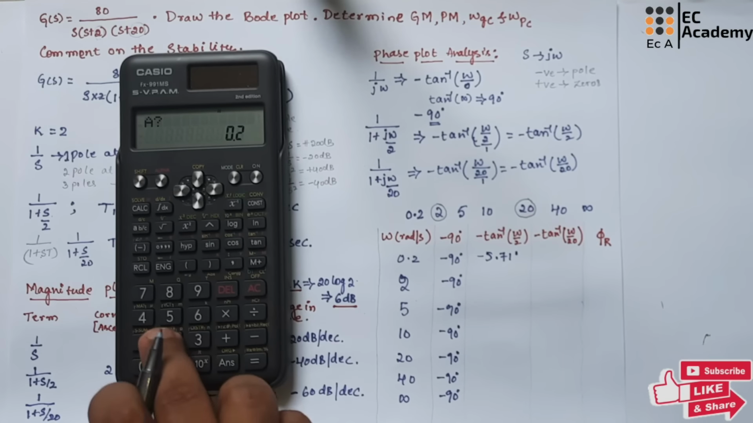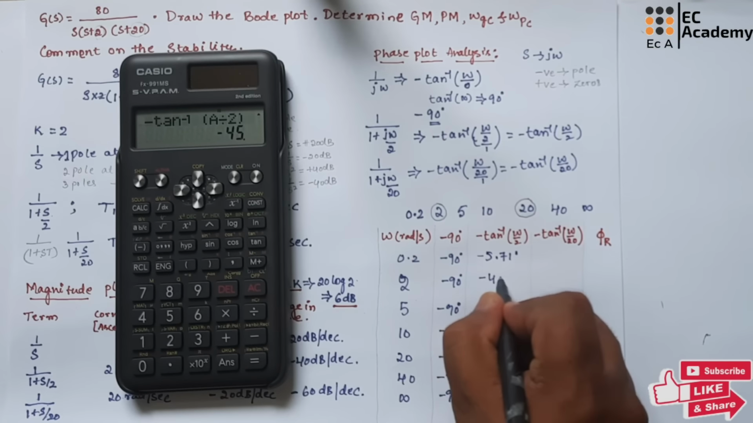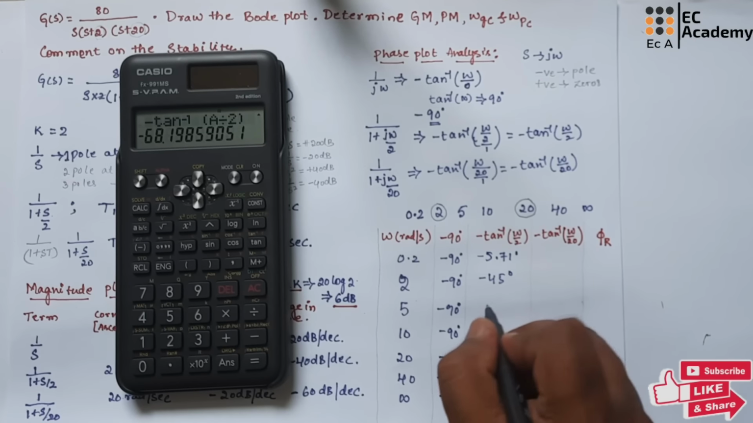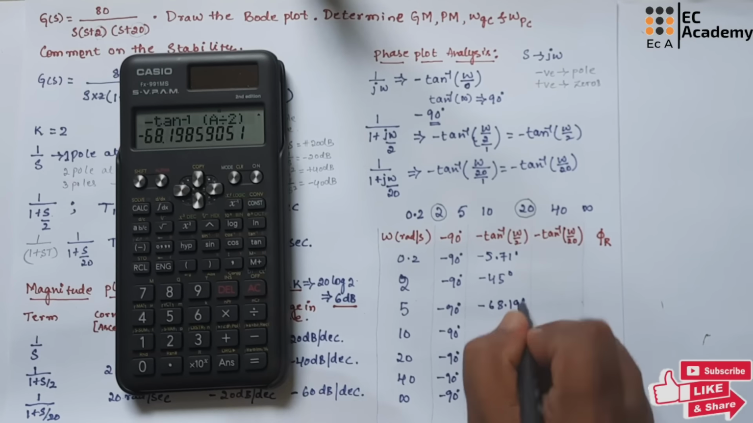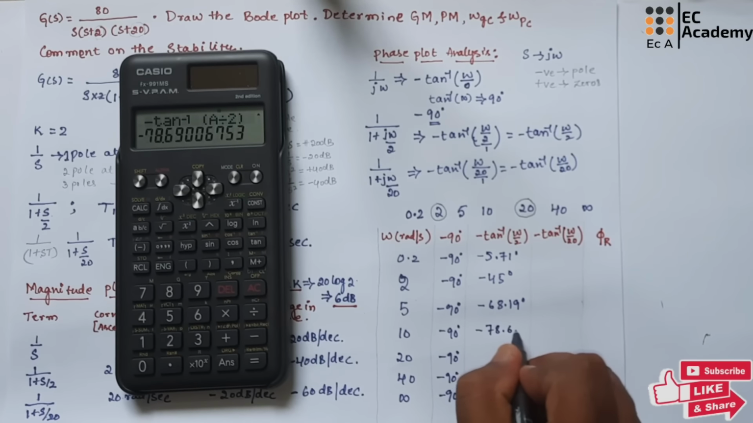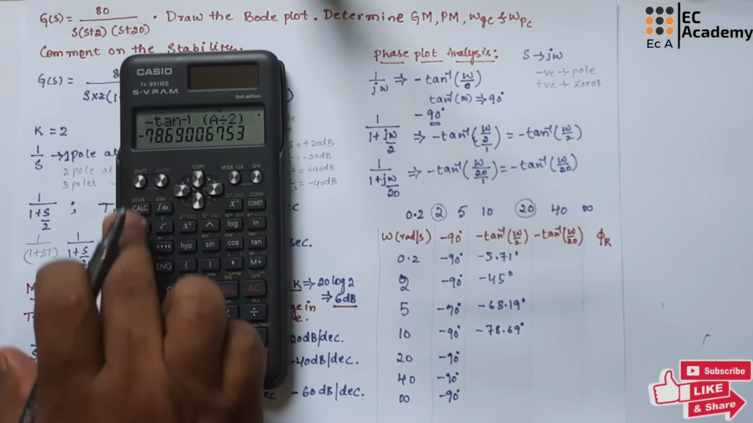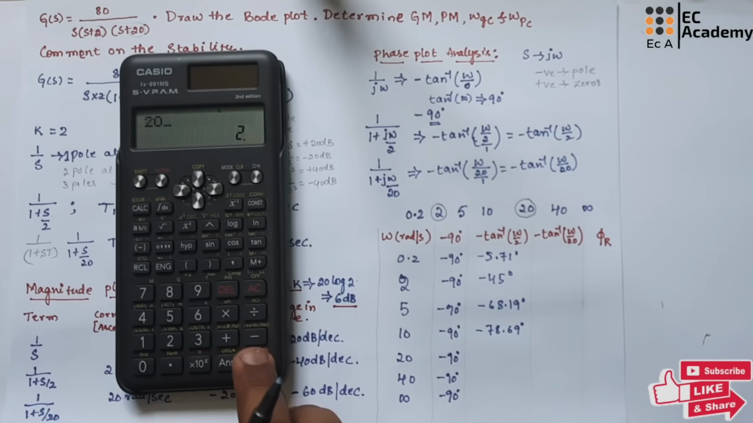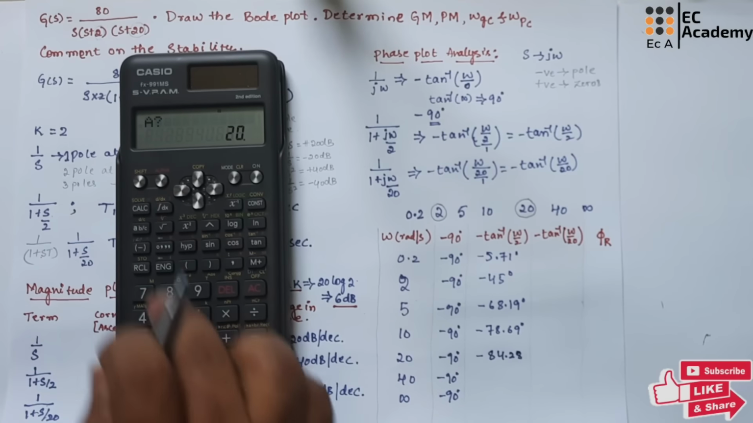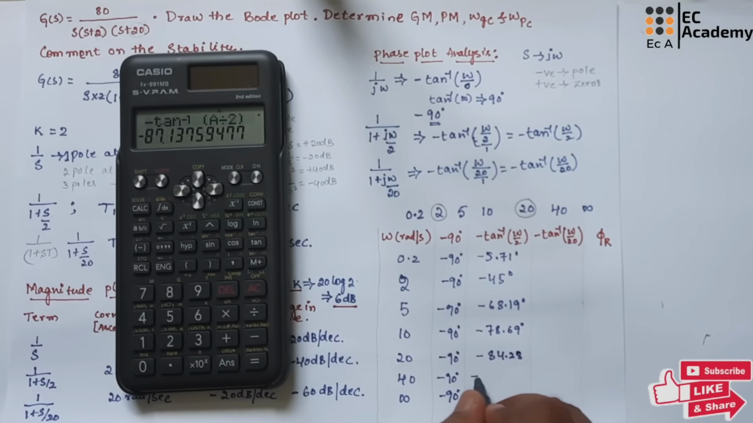Then for 2, it is minus 45 degree. Then for 5, it is minus 68.19 degree. Then for 10, it is minus 78.69 degrees. Then we'll calculate for 20. It will be minus 84.28. Then for 40, it is minus 87.13. Then for infinity, tan inverse of infinity is minus 90 degree.